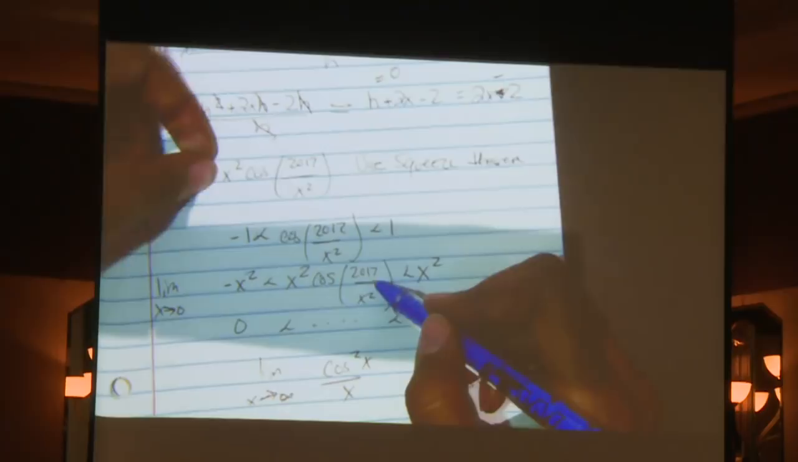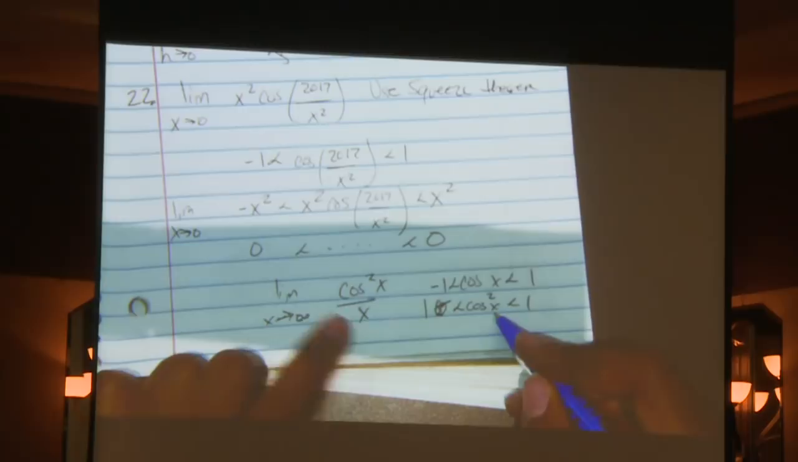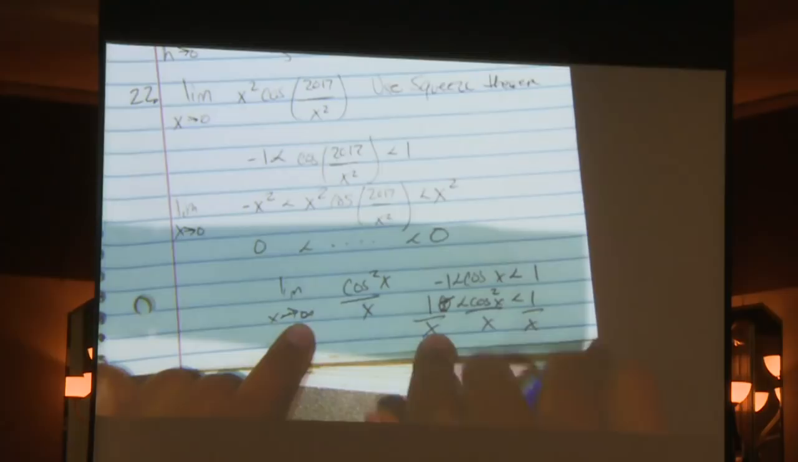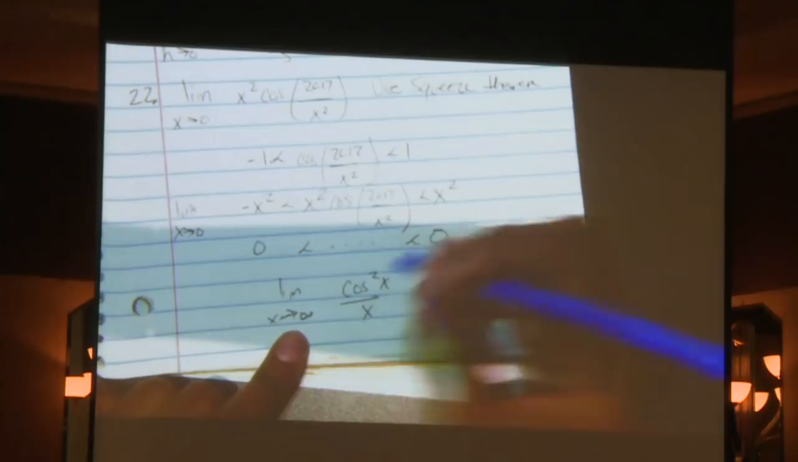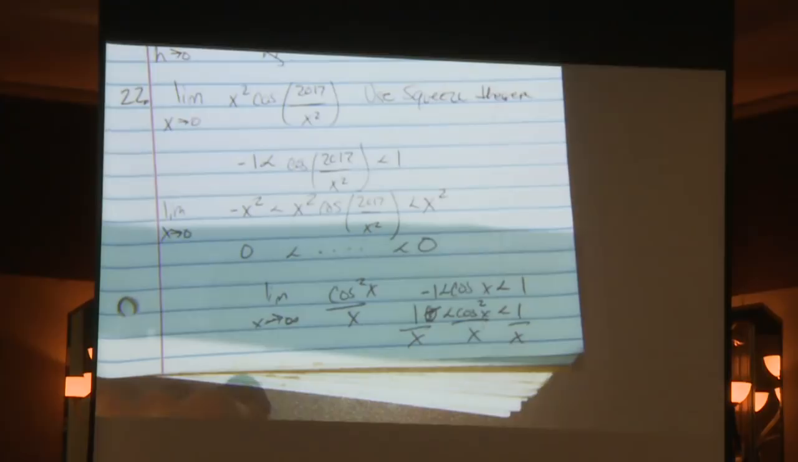Using this one as my example, I have cosine squared, right? Now, if I divide both sides by x, that's all I have. So it looks exactly like that. I plug in my x as it approaches infinity. As 1 over infinity goes to 0, therefore the limit of this function goes to 0. Cool? So squeeze theorem, just set your bounds and do whatever functions you need to do so it can be equal.